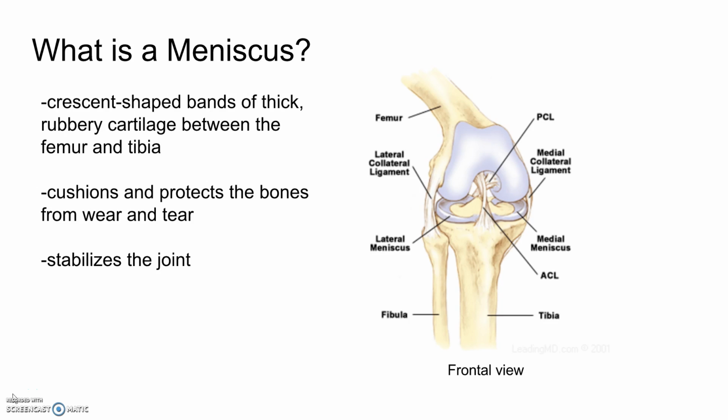It is a crescent-shaped band of thick rubbery cartilage which sits between the knee joint, between the femur and the tibia. There are two types of meniscus: the medial, which is on the inner side of the knee joint, and the lateral, which is on the outside of the knee. The function of the meniscus is to stabilize the joint and protect the bone from wear and tear.